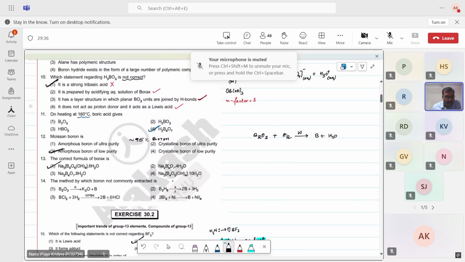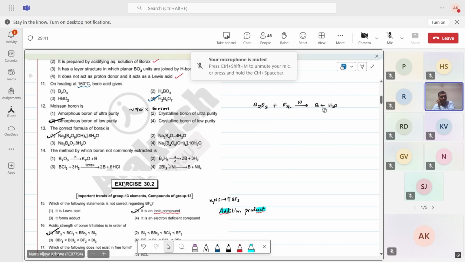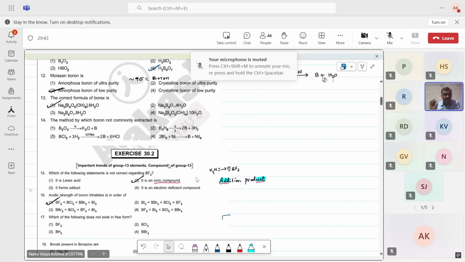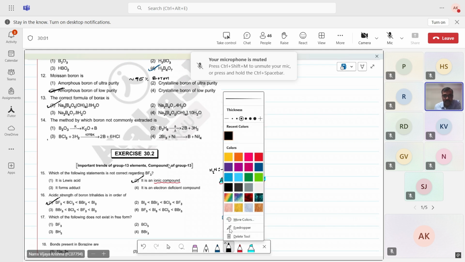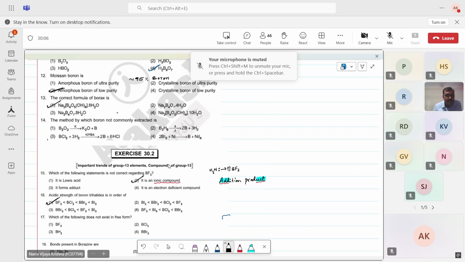Right. Next, see this question number 14. Method by which boron is not commonly extracted, in which case boron is not obtained. They gave this, tungsten is given here. Option 3 is regarding that only, no? Yes, sir. Then here, is it possible or not?